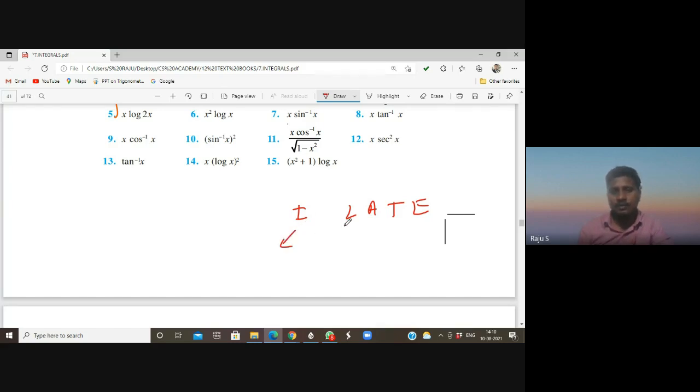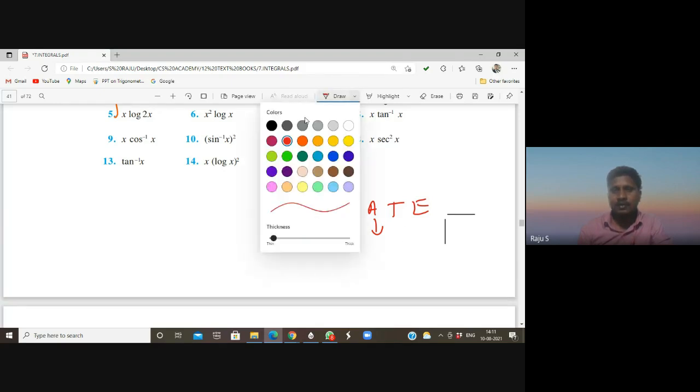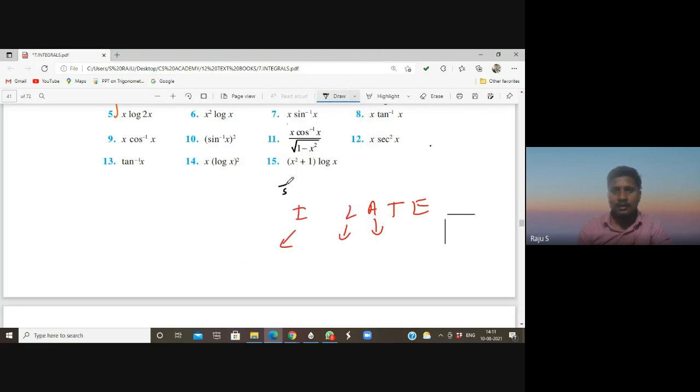ILATE, I can explain very clearly. I is inverse trigonometric functions: sine inverse x, cos inverse x, tan inverse x, cot inverse x, secant inverse. L is logarithmic functions: log x, log 2x, log 3x, log 4x. A is algebraic functions: x, x square, x cube, and so on. T is trigonometric functions: sin x, cos x, tan x, and so on. E is exponential: e power x, a power x, 2 power x, 3 power x, 100 power x, like that.